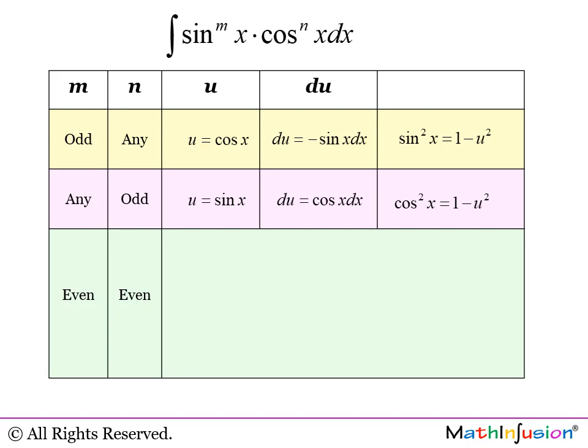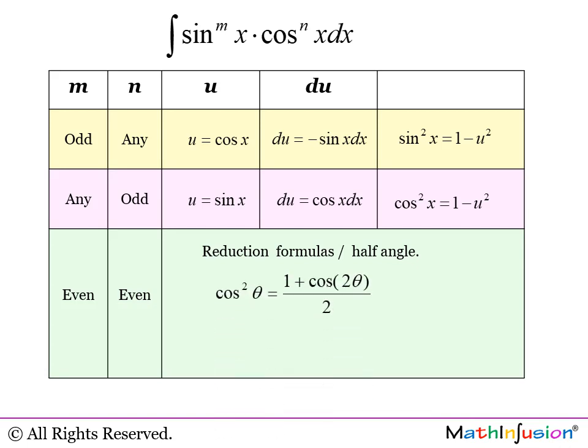If both of them are odd, then there are two ways to do the integration. We can take u to be cosine x, or u can also be sine of x. The more problematic one is when both of them are even. Then we are not going to do that, but we are going to use the reduction formulas or half angle formulas. But now when we do integration, we really call them reduction formulas because they are reducing the exponent.